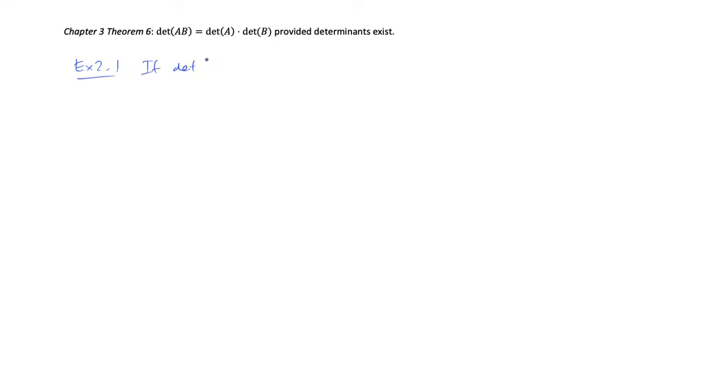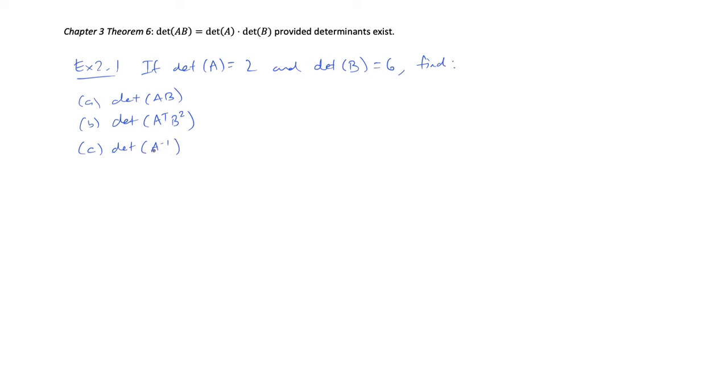So let's say we have the determinant of A is 2 and the determinant of B is 6. Let's find the following determinants. Determinant of AB, determinant of A transpose B, and let's make this determinant of A transpose B squared, make this a little more interesting. And then the last one is the determinant of A inverse, assuming the inverse exists, which it does because the determinant's not zero.